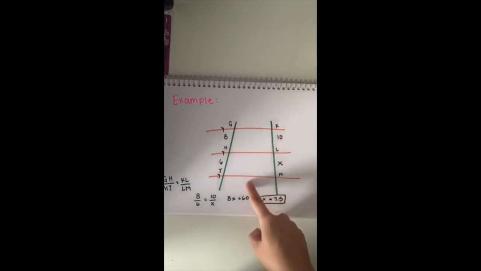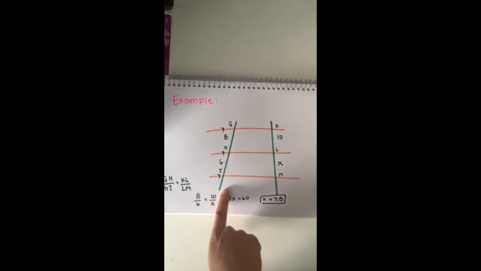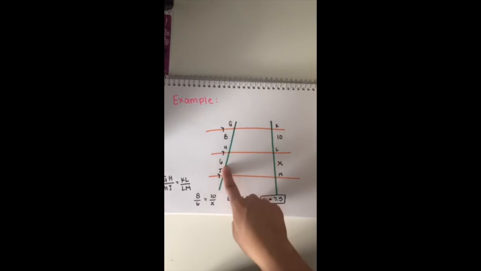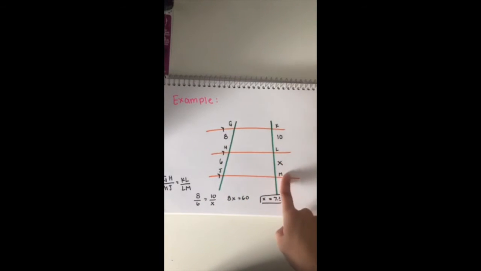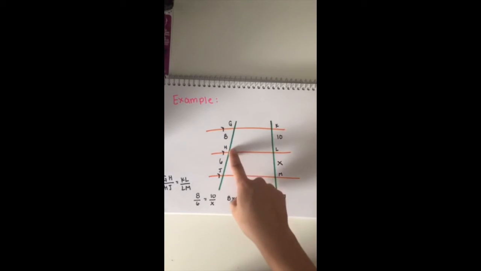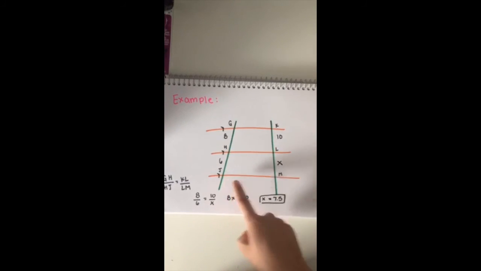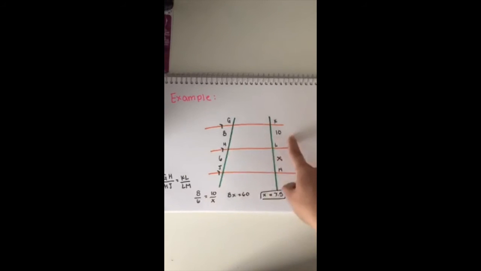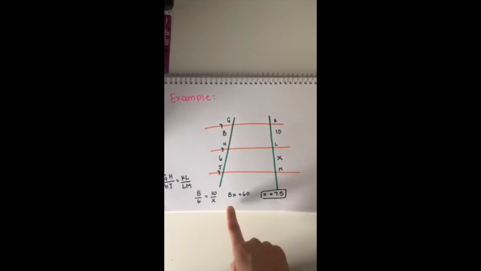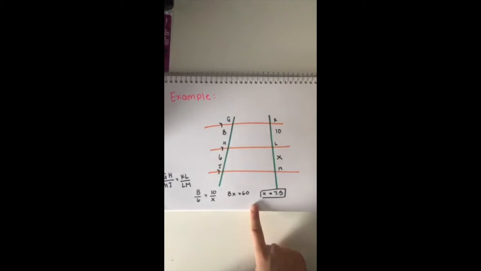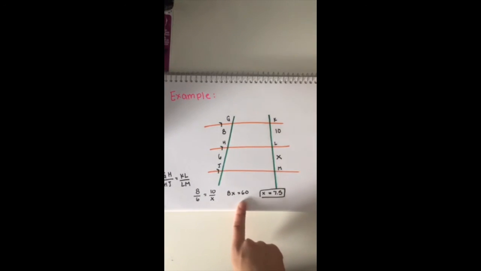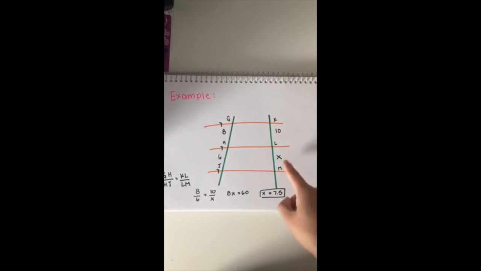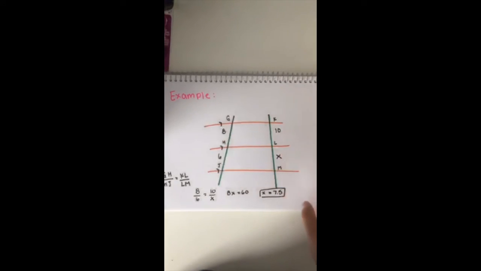There are three parallel lines with two transversals. One side equals 8, the other equals 6, one equals 10, and the other is x. So we have to find x. Since the three parallel lines theorem is put into effect, GH over HJ is equal to KL over LM. So you just plug in the numbers, which is 8 over 6 is equal to 10 over x. So you're going to cross multiply, and that equals 8x equals 60. And then divide by 8 to isolate x, and x equals 7.5. So the three parallel lines theorem helps you find x.